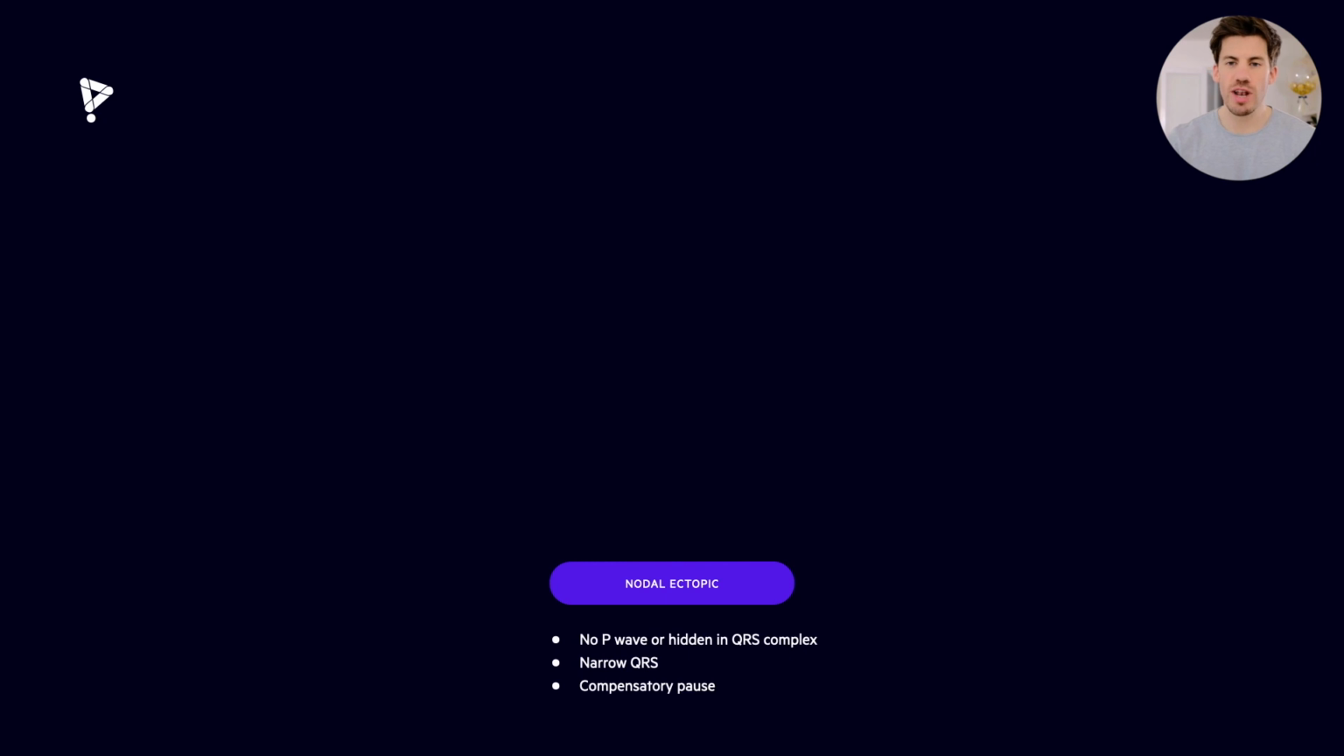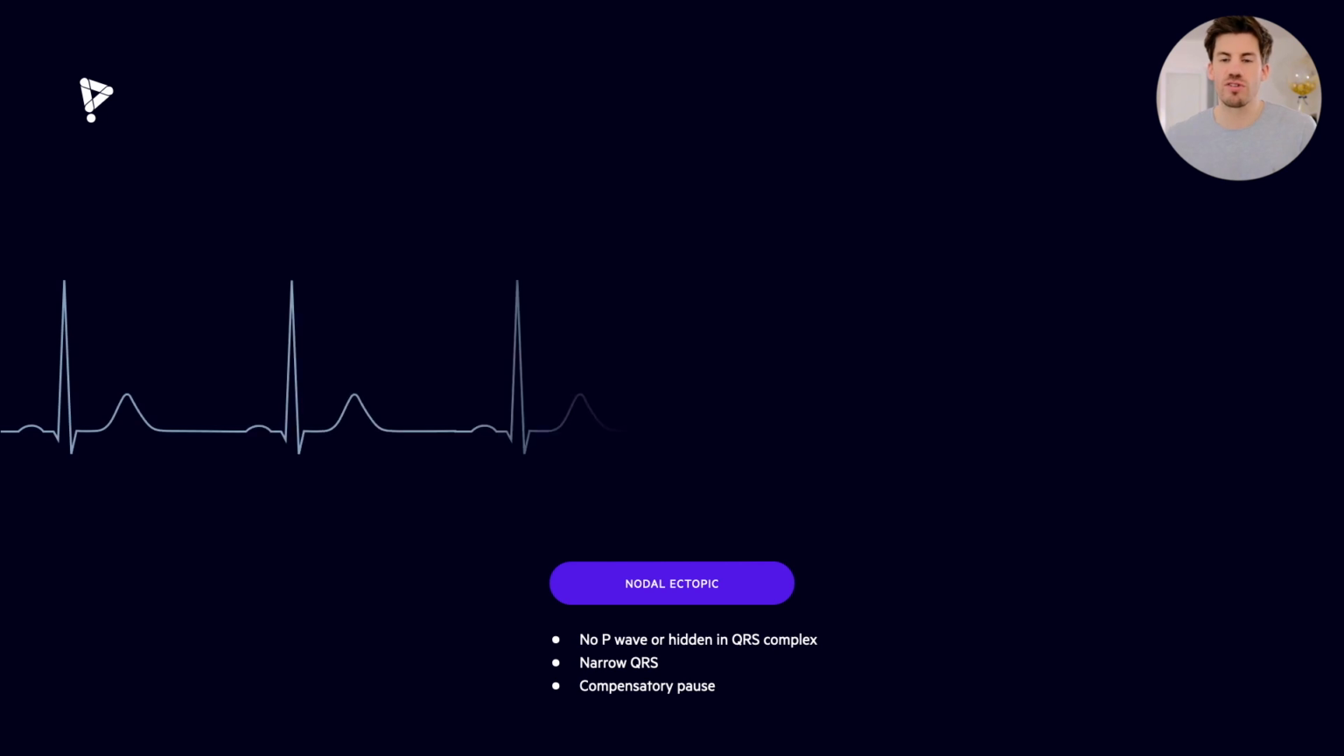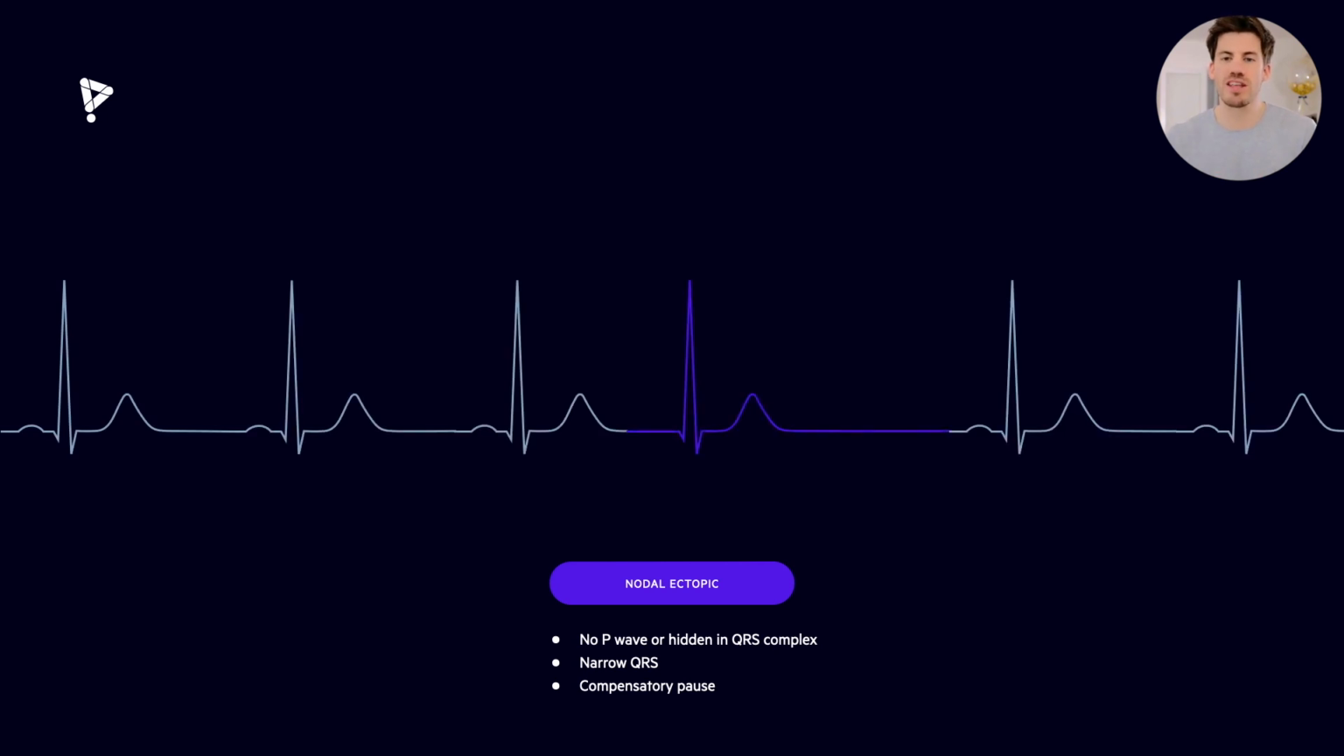With a nodal ectopic, because it's occurring within the atrioventricular node, we have no P wave because there's no depolarization going through the atria. It goes straight from the atrioventricular node into the QRS complex. Or it may be hidden because there may be some retrograde conduction, but because the QRS complex is more dominant depolarization mass, it's then hidden within that complex. There's a narrow QRS because it goes through the normal ventricular conduction system. And again, there's a compensatory pause.